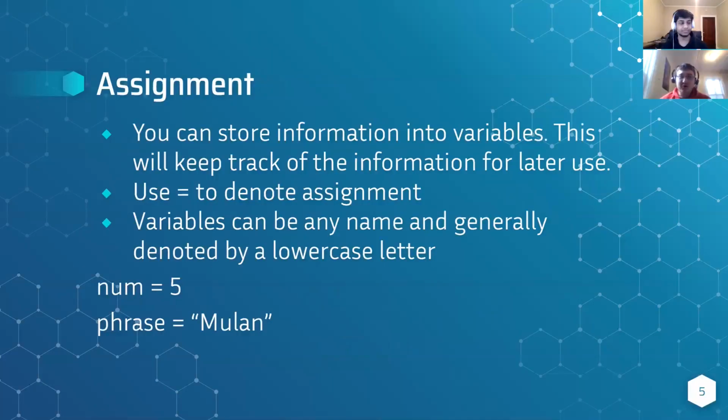So in order to make these data types useful in our program, we have to assign them to variables. In Python, we use the assignment of just an equal sign. We can see some examples below of how to assign. So for example, if we want to assign the variable num the value 5, we just type num, then the equal sign, then 5. If we want to make a string that's a variable, we just have something like phrase equals, and then your string like Mulan.